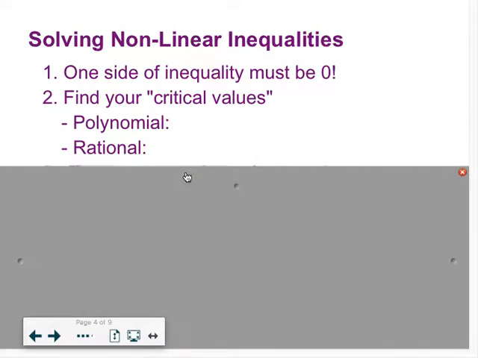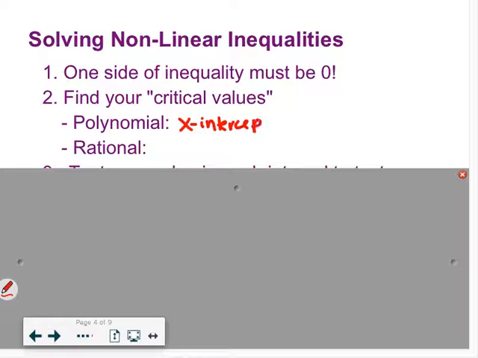X-intercepts. So we're going to have two lines here, one for polynomial and one for rational. For polynomial, you can say x-intercepts. We'll fill in the rational later. We'll look at those graphs in a little bit. And think about in the previous parts of the chapter how we were able to find the x-intercepts of polynomials. There's really two methods that we've talked about. One method is you could factor the polynomial.